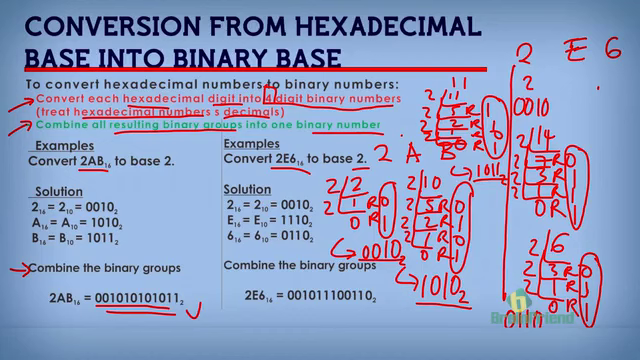The next step is to add up all our binary groups into one general binary group. So we add this binary group to this binary group and this binary group. So we have 0010, 1110, and 0110 base 2 as our answer.